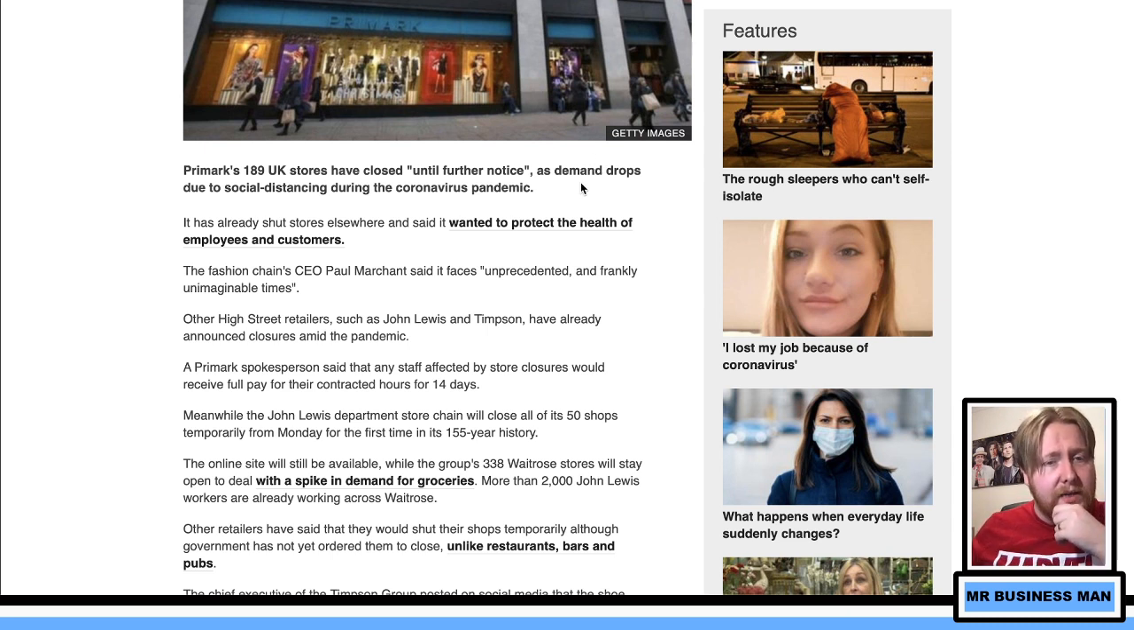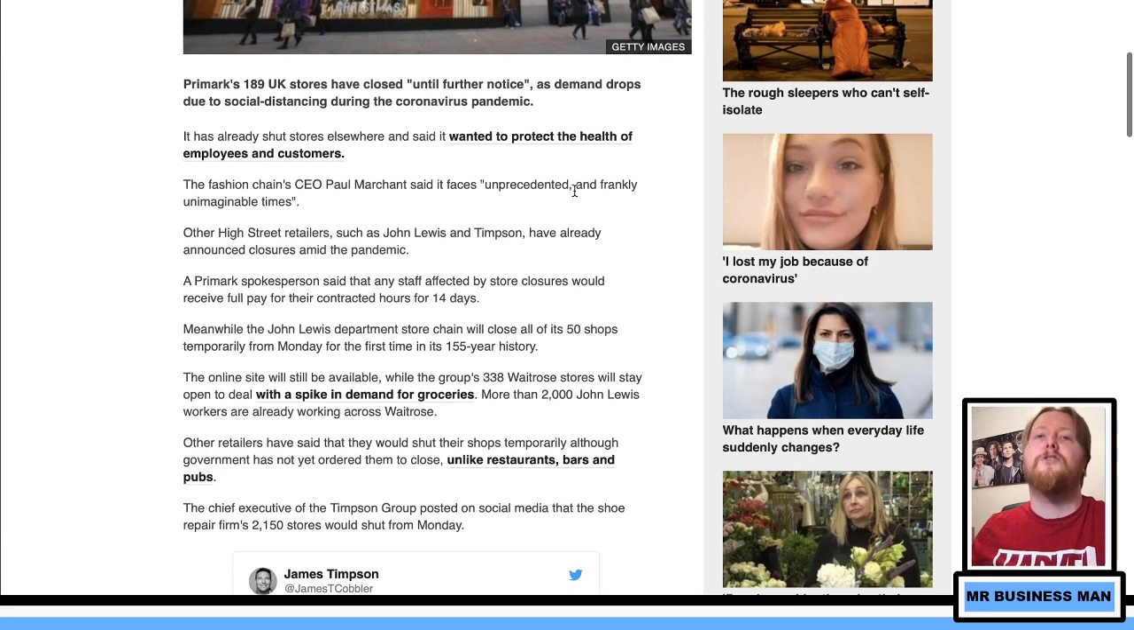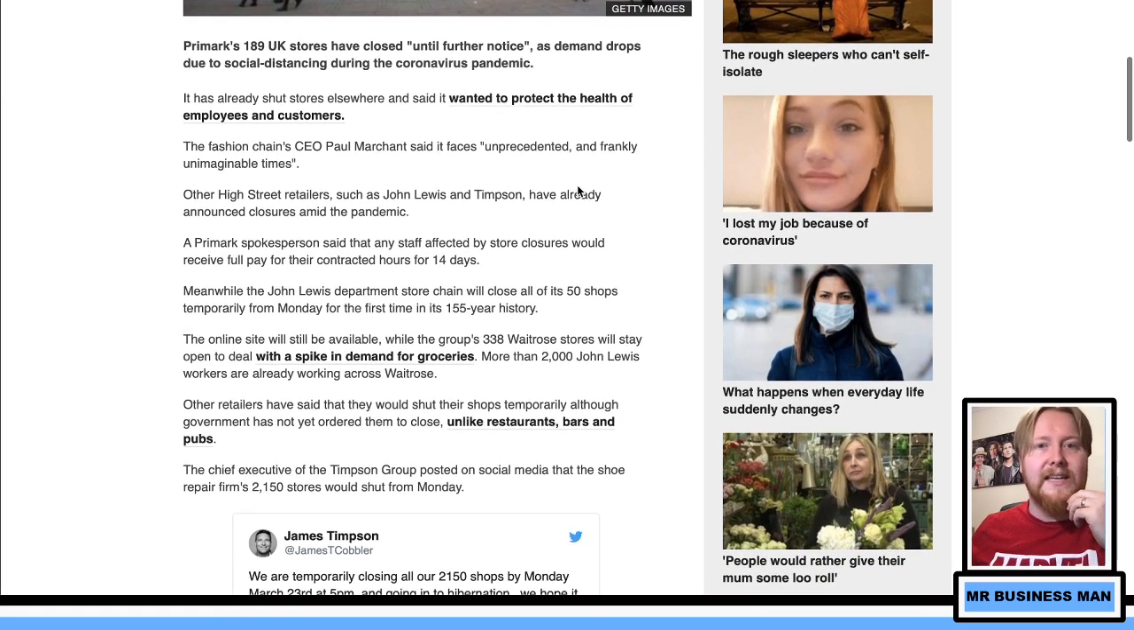Other high street retailers such as John Lewis and Timpson have already announced store closures amid the pandemic. Yeah, because how many people are going to be going to Timpson's? It's not like you're going to really need some keys making, is it? When you're worried that you might need a ventilator within the next couple of weeks.